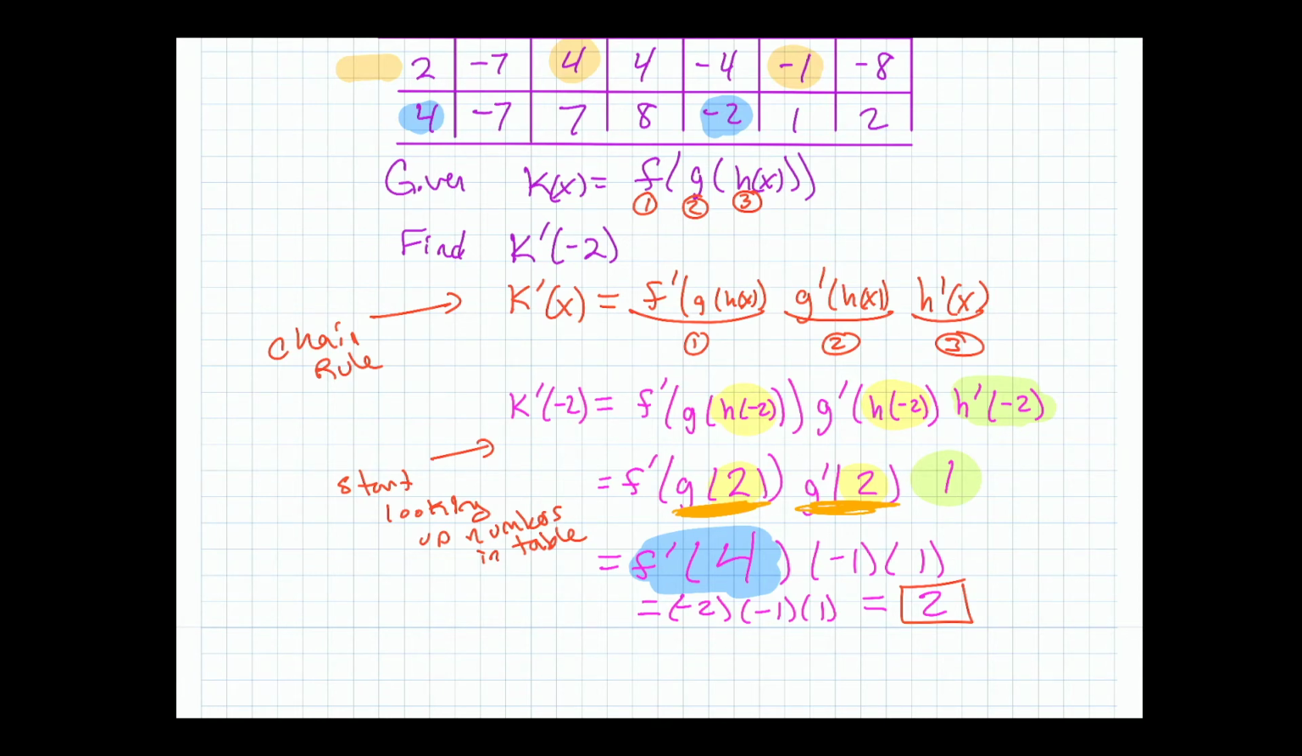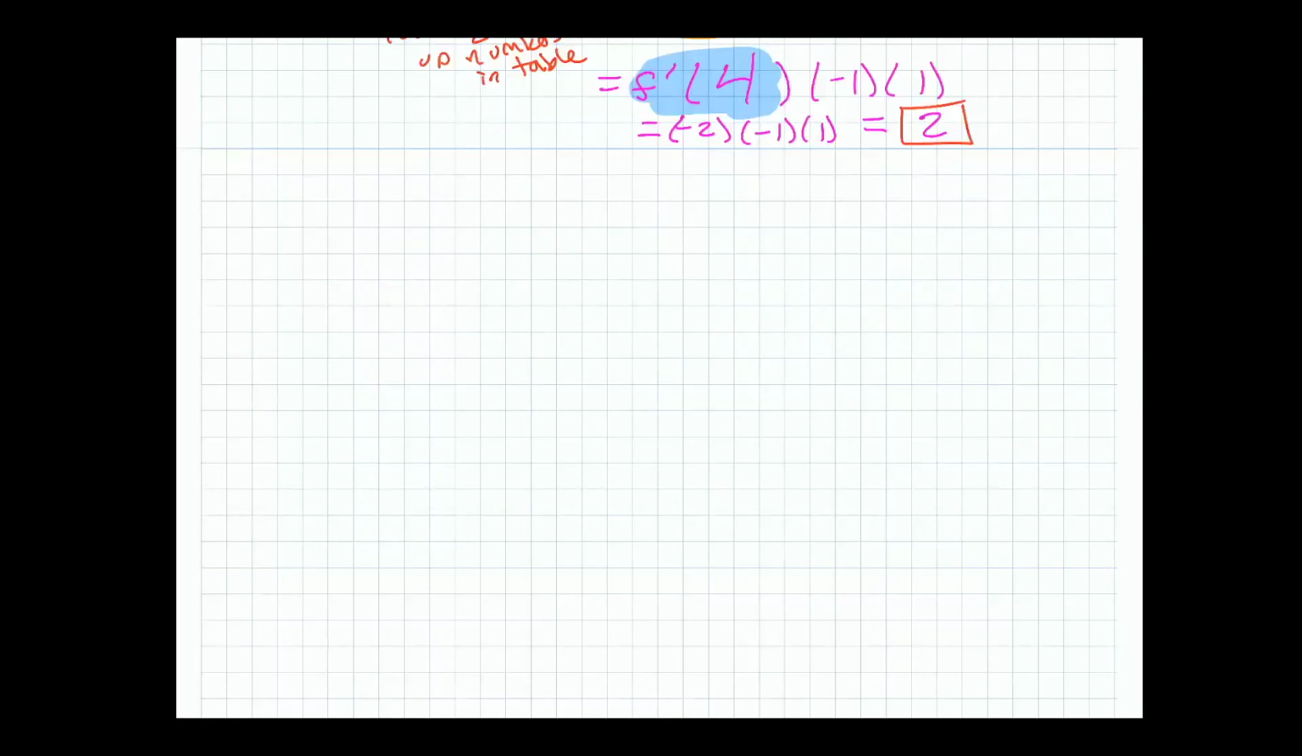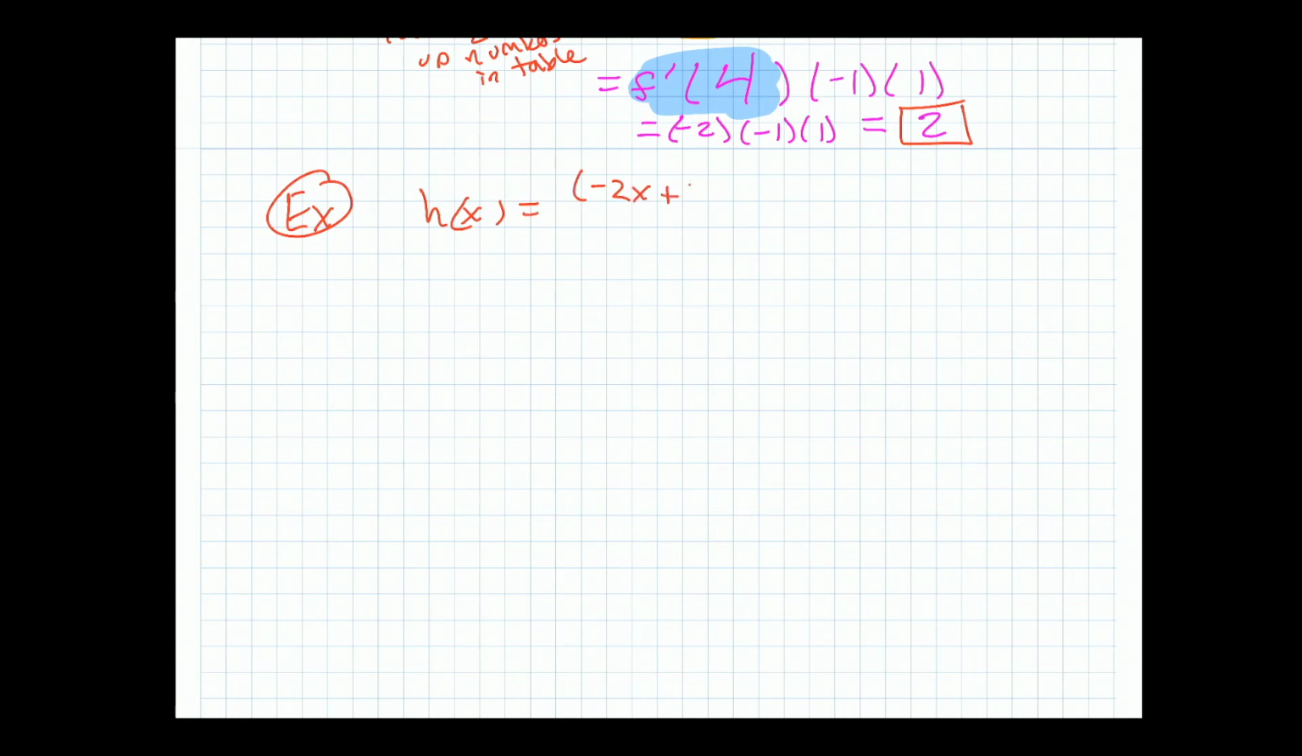Okay, yeah, let's do a quotient rule problem just for practice here. H equals negative 2x plus 4 to the 7, over 3x minus 5 to the 5, is what it should be. And we want, of course, just h prime.